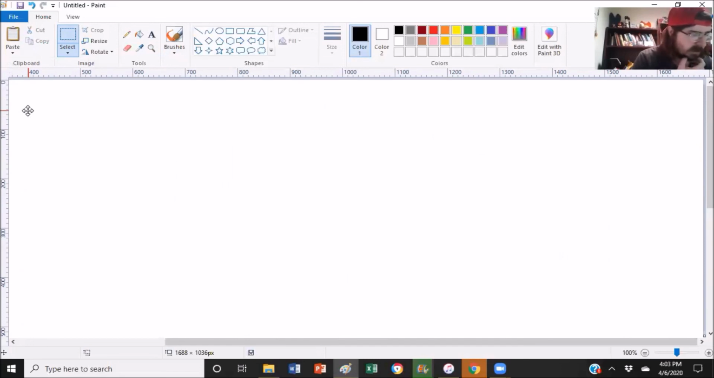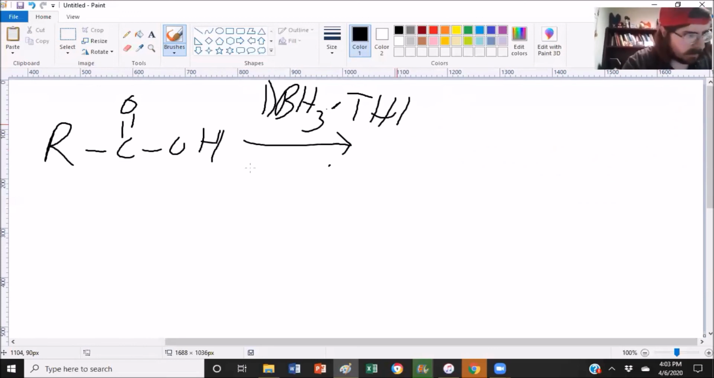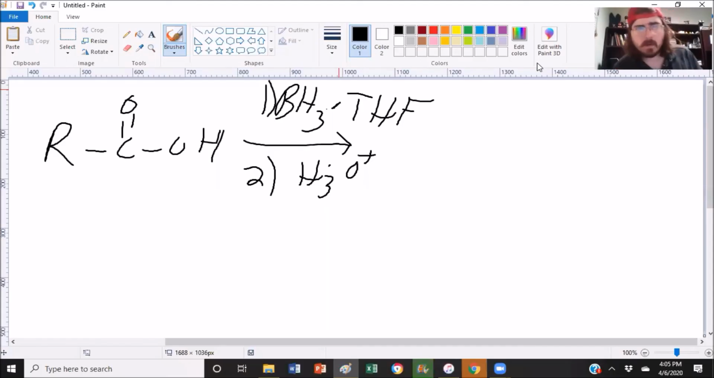Now there's another reduction mechanism. We could do reduction by borane in THF as step 1, a borane THF complex. And then step 2, we use hydronium. The alternative to borane THF is diborane, B2H6.